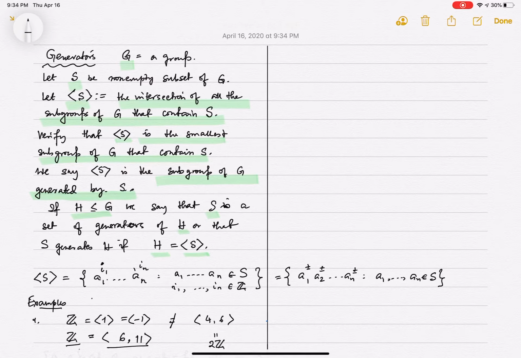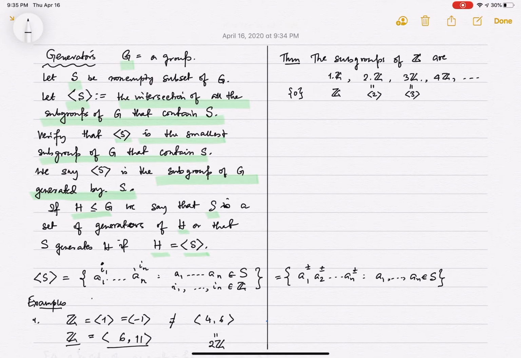And if you think about it a little bit, you soon arrive at the theorem that the subgroups of Z are exactly the following. Well, you always have just the 0 subgroup and the whole group Z. That's a subgroup. But then you also have 2 times Z, which are the even numbers, 3 times Z, which is the multiples of 3, a subgroup generated by 3, 4Z, etc. And in fact, you can say Z is 1 times Z, and 0 is 0 times Z. So in particular, all these are cyclic.